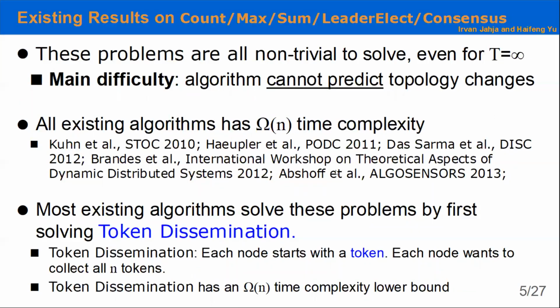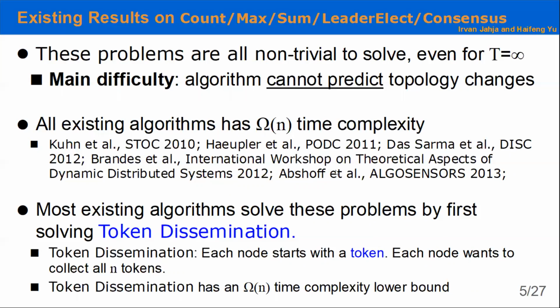Existing algorithms usually overcome this difficulty by directly collecting all inputs or all IDs from all nodes to one place in the network. More specifically, these algorithms usually solve these problems as a byproduct of solving token dissemination. In the token dissemination problem, each node starts with a token, and the goal is for each node to collect all n tokens. Obviously, if we solve token dissemination, then we can solve count, max, sum, leader election, or consensus.